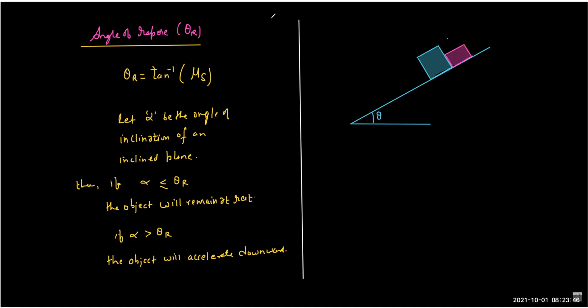So we have two blocks as you can see, and you can name them M1 and M2. And the coefficient of friction between the block and the plane is mu1. So theta is the angle given for the plane. This is not the repose angle. This is just the angle given.